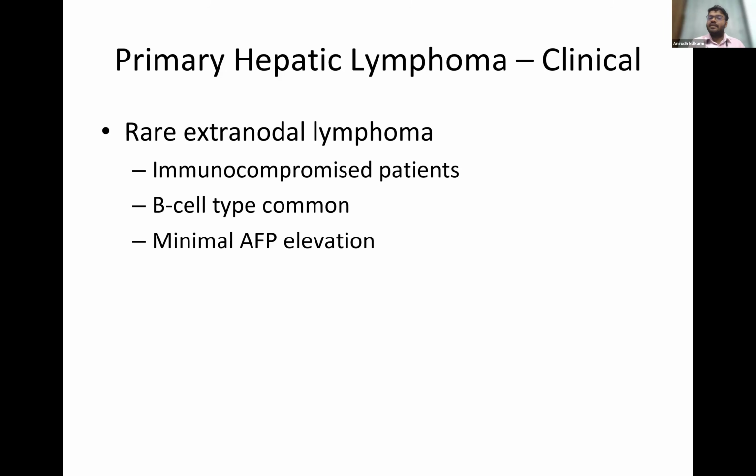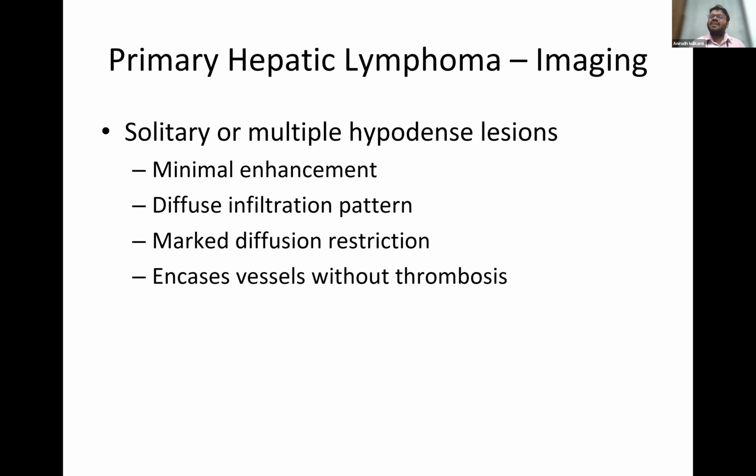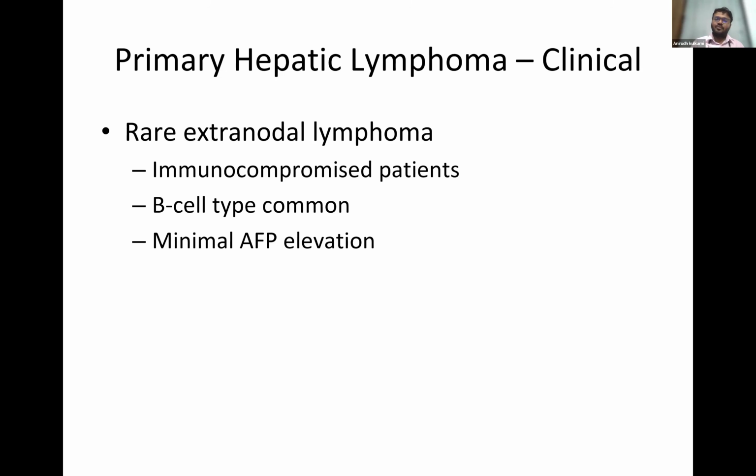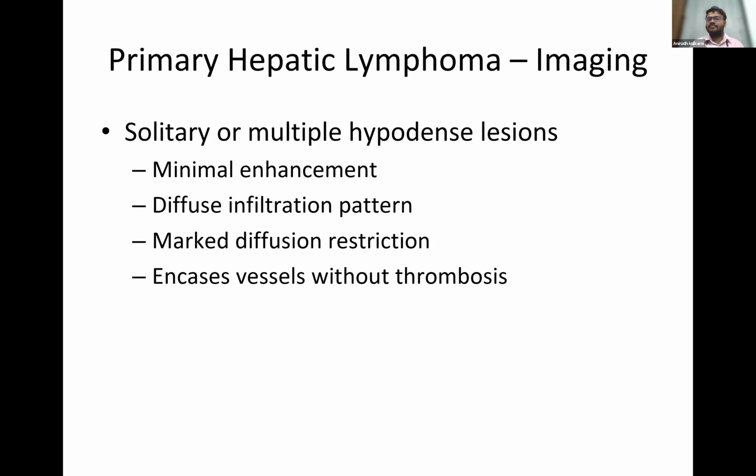But here in hepatic lymphoma, it will have minimal enhancement, but marked diffusion restriction is there. Plus, we have to think of it in the case of an immunocompromised patient, B cell type common, and multiple other lymph nodes are also seen. No AFP elevation, diffusion restriction is there.